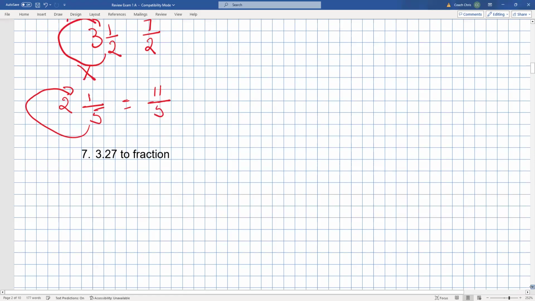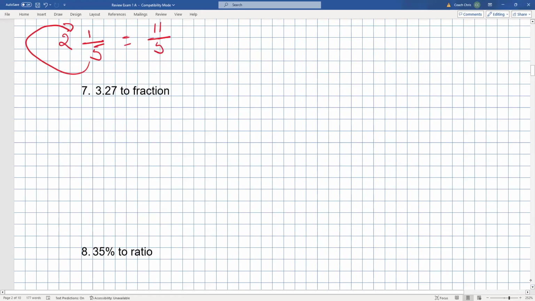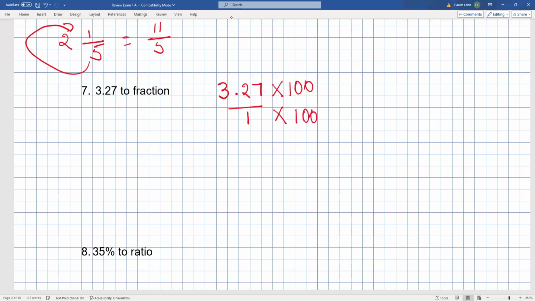All right, so here, number 7, you have a case to convert this decimal to a fraction. Now, the way you do that, I got 3.27. Go ahead and put 1 over there. Count how many decimal places you have after this decimal point. So I have 2 decimal places, 1 and 2. So I will multiply by 100, and I'm going to multiply the bottom by 100.